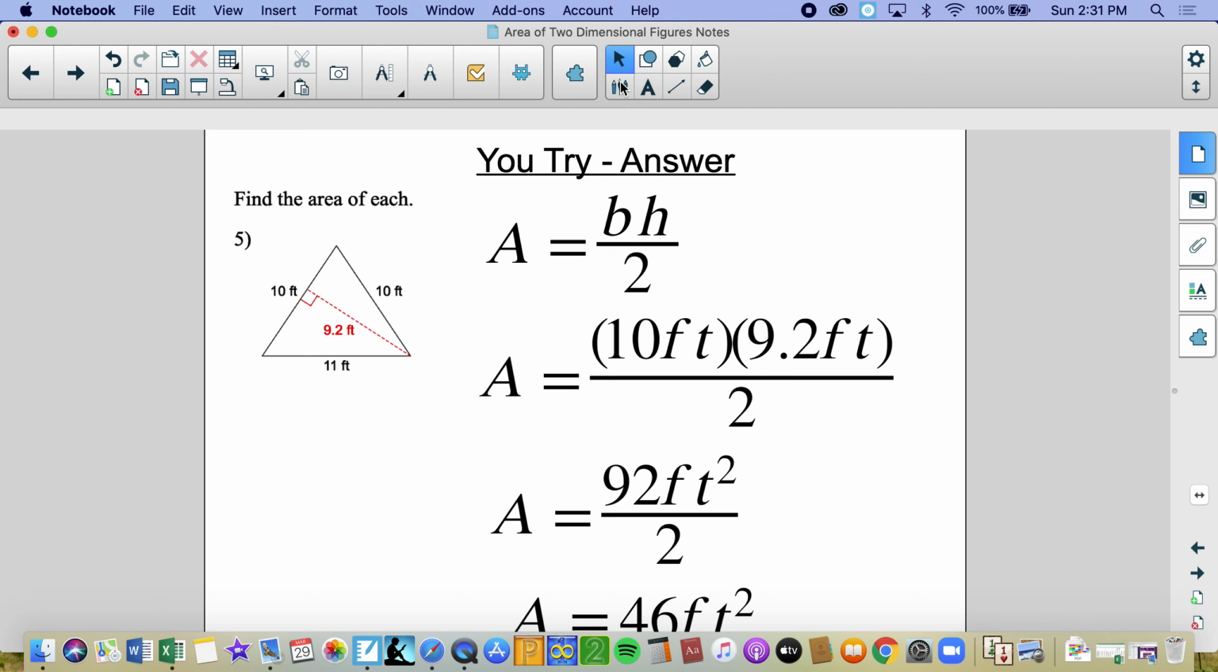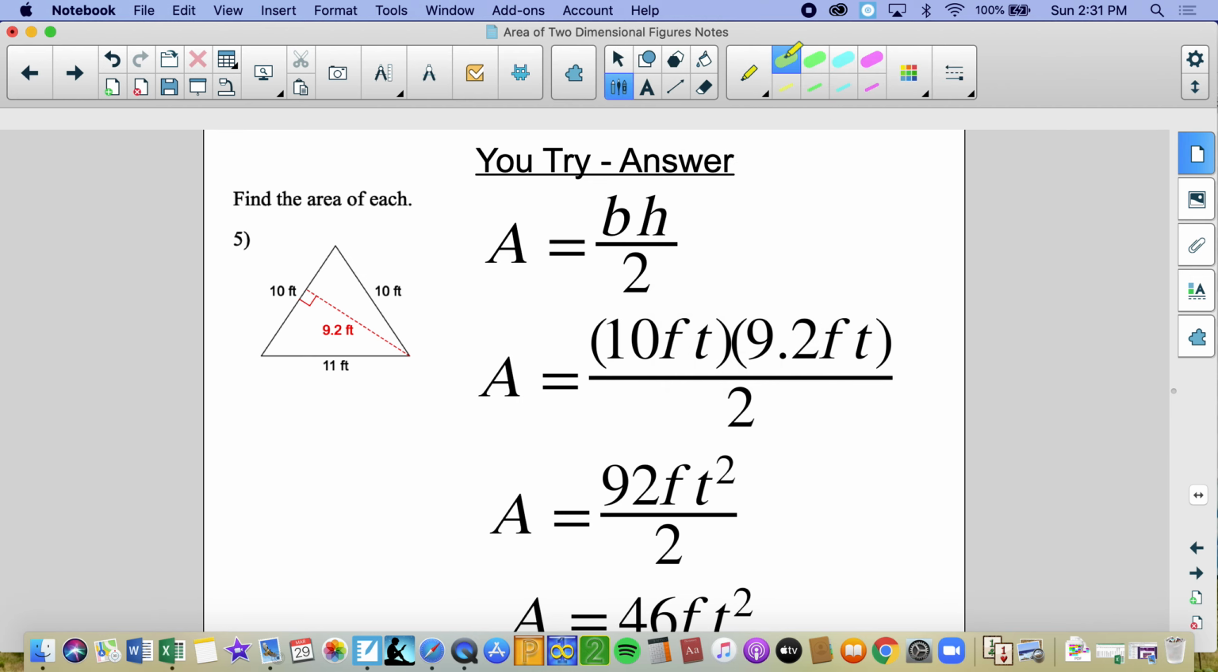So in this example, we're going to use this as my base. Typically, a lot of people want to use this, but the only problem is we don't have a perpendicular height, meaning it has to be perpendicular to this base, to the yellow, and it has to go to the top of the object. So there is no height that we have. There is no measurement. That's not that line. So we can't use that 11 feet as our base. What we have to do is look at another figure.